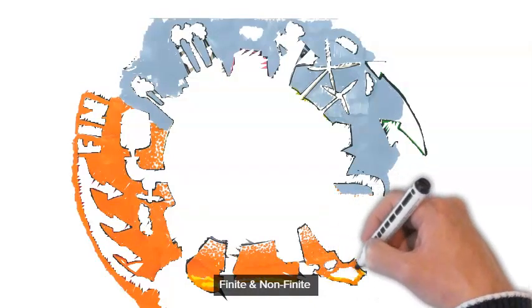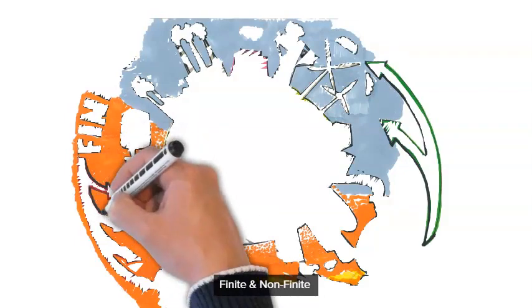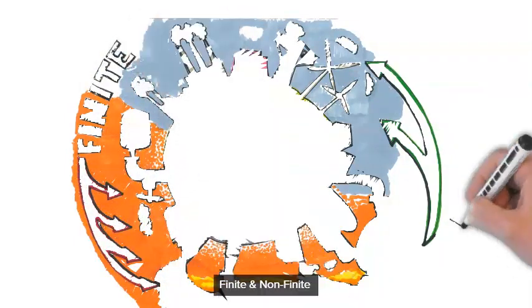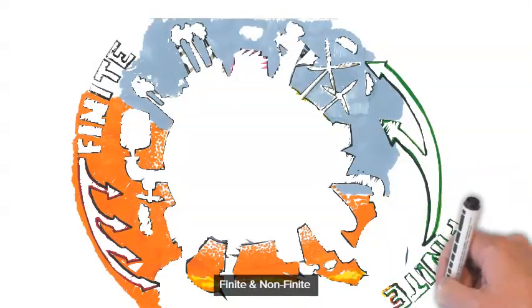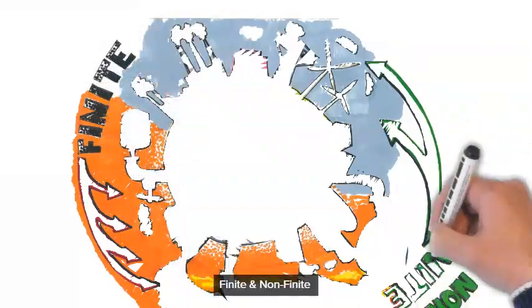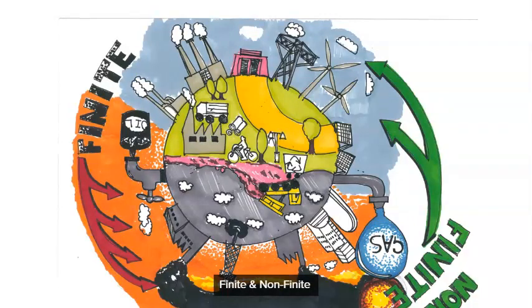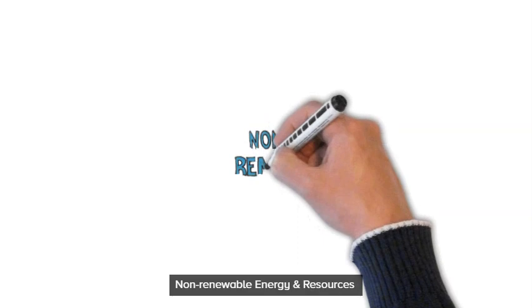Non-finite resources. Non-finite resources are limitless in supply and will probably not run out. They can be grown or replaced at the rate that they are being used. Examples include wind, solar, which comes from the sun, some timbers, and cotton. Finite and non-finite resources are also known as non-renewable and renewable energy resources.